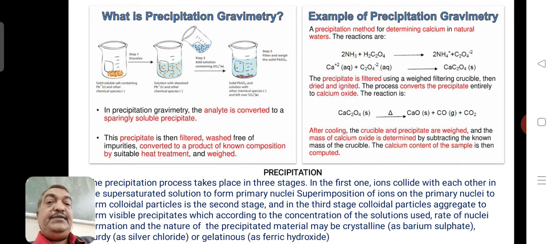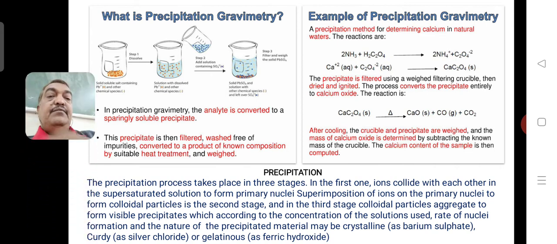Now precipitation, what exactly does it mean? The precipitation process takes place in 3 stages.